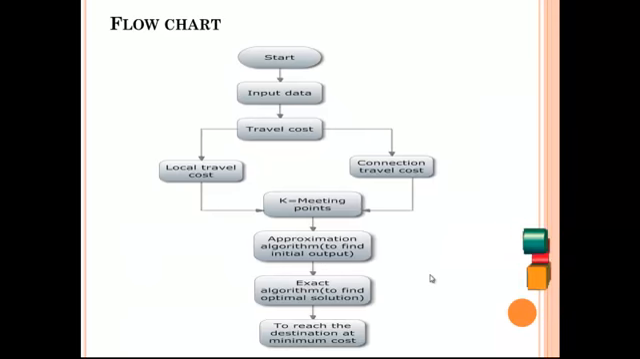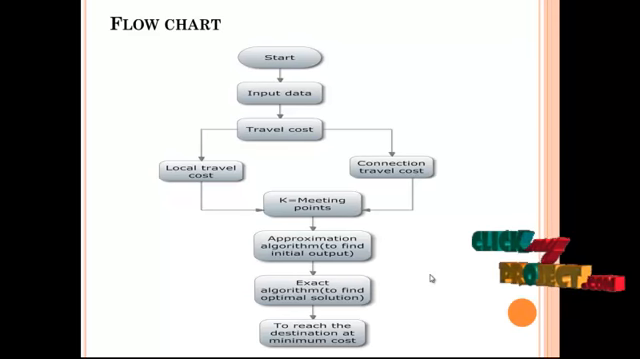Then we explain the flowchart. In the flowchart, first we start the problem and then give the input for the problem. The input is the source, destination, and the distance of the problem, and then travel cost. The travel cost will be divided into two types: one is the local travel cost and the other is the connection travel cost. These travel costs are pointed by the k meeting points.